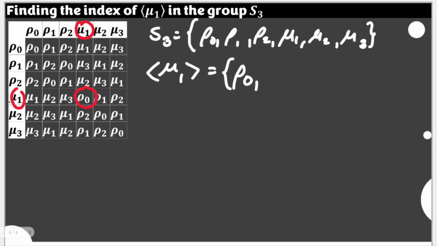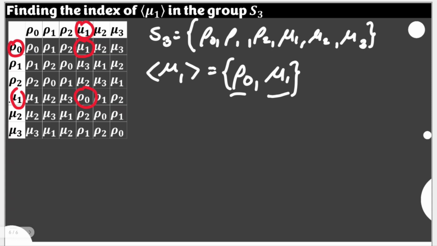And then if we operate our rho sub 0 against mu sub 1, the result is also mu sub 1. If we repeat the process, you will just come up with the same results: rho sub 0, mu sub 1, rho sub 0, mu sub 1. So this is actually the subgroup generated by mu sub 1. This is a subgroup because it contains our identity element, rho sub 0, and the inverse of mu sub 1 is mu sub 1 itself, the same with rho sub 0 as rho sub 0 itself. So this is a subgroup.